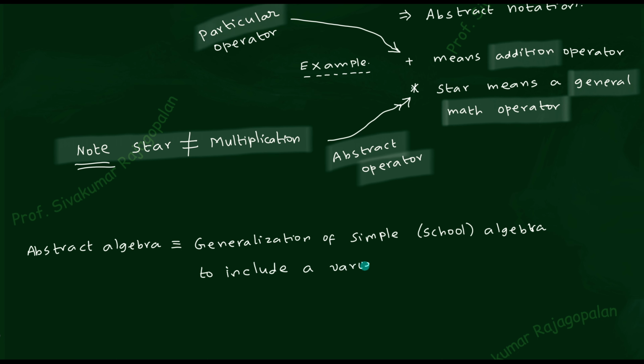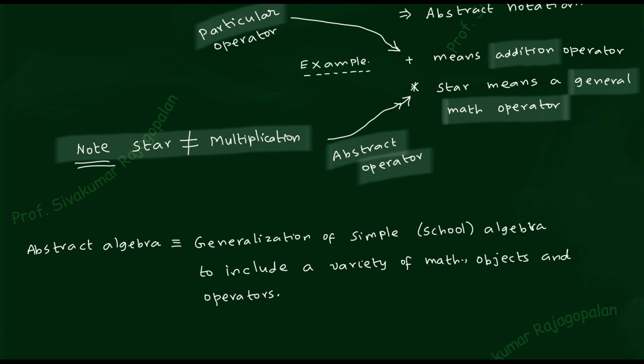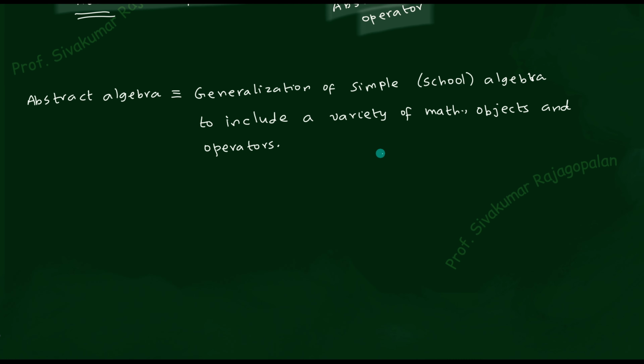In what way you are generalizing is to include a variety of mathematical objects. In which way you are generalizing, that should be explained, right? So we are going to generalize in such a way as to include a variety of mathematical objects. Not only that, with a variety of mathematical operators. That's the point. So now it is time to explain what you mean by mathematical object, because we are going to use technical terms. One is the mathematical object. Remember that's called element. And another thing is operator. I'll come to that later.